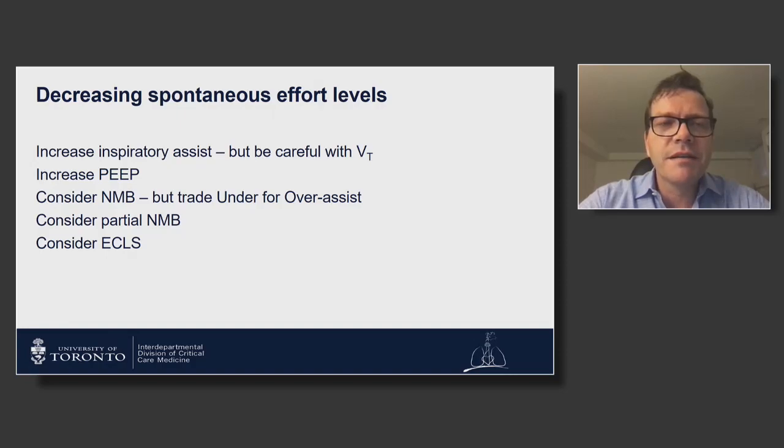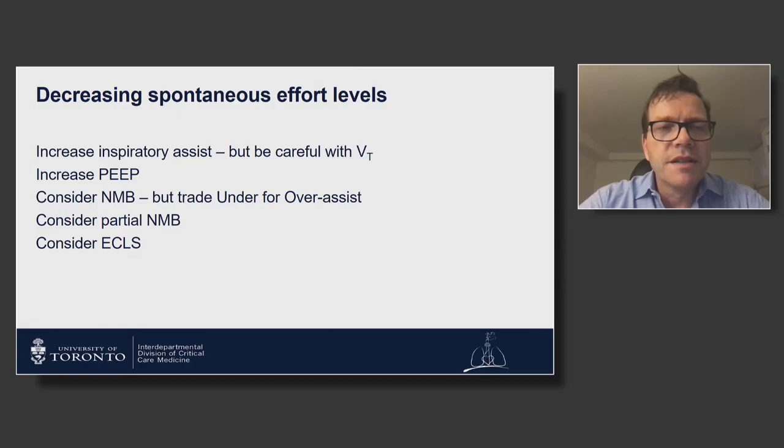So how can we do that? Well, you could paradoxically increase the inspiratory assist a little bit here, and that might just get the patient's drive under control, but you have to watch tidal volume very carefully there, obviously. Increasing PEEP sometimes in this setting can help if hypoxemia and a low end expiratory lung volume are the problem.